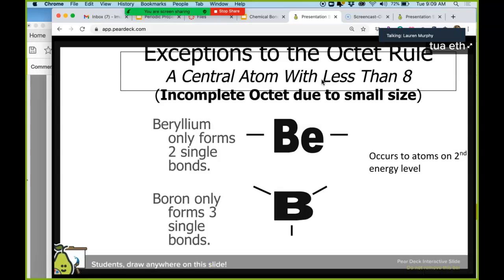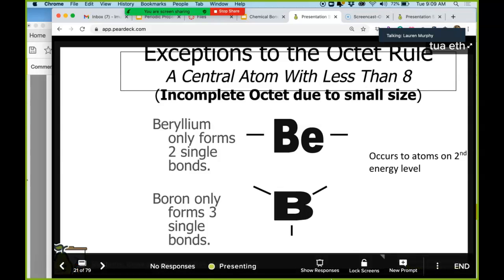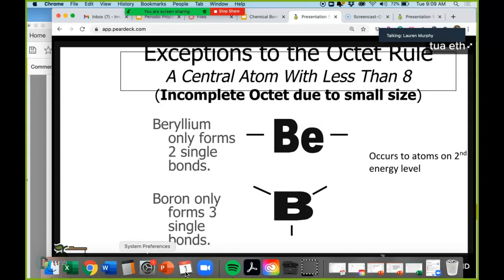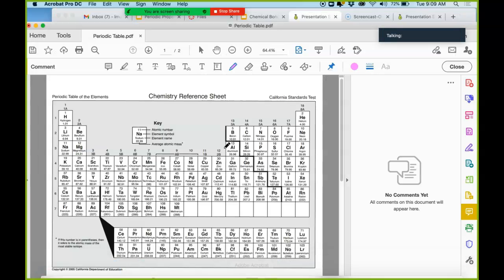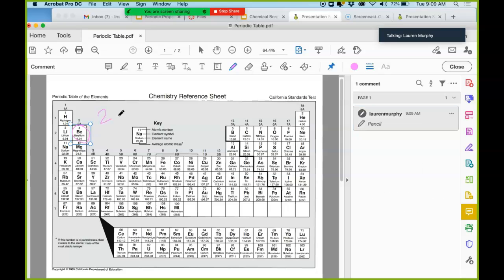So there are some exceptions to the octet rule. Like, we said hydrogen is stable, bonding only once, and in fact that's how it is stable. It won't bond more than 1 time. And so there's going to be a couple of exceptions that we're going to have to learn. So beryllium, if we go to our periodic table, beryllium is right here. It has 2 valence electrons, okay?